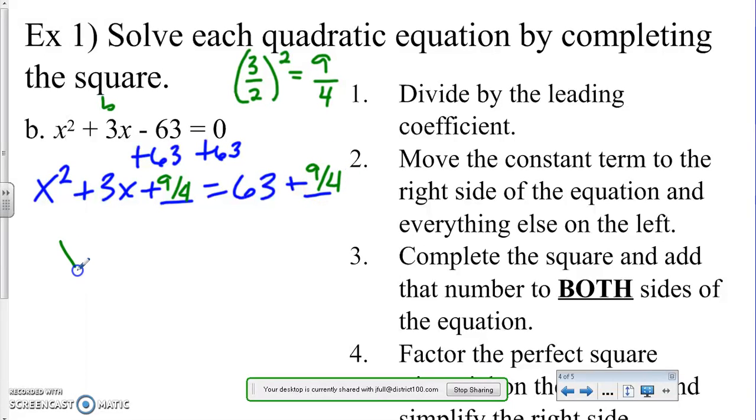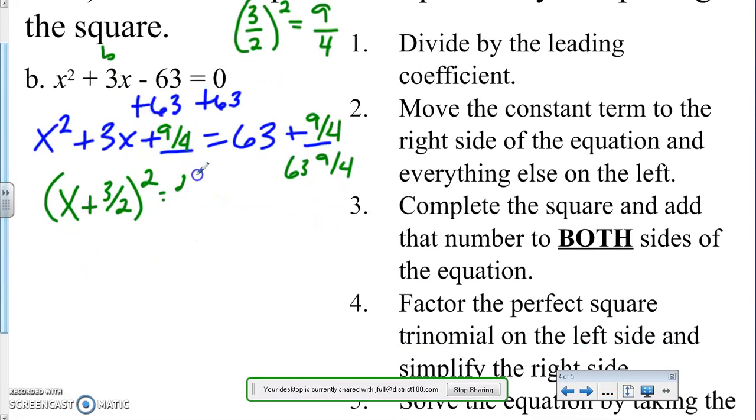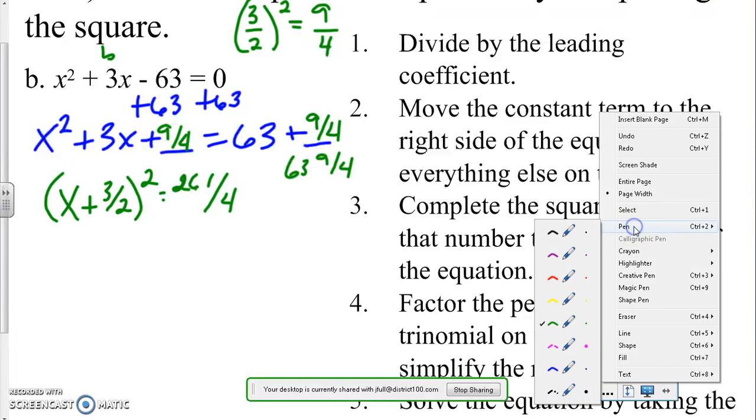Okay, so on the left side, when we factor, when we divided by 2, we had 3/2. And on the right side, we have 63 and 9/4. So if you want to grab a calculator to do that, or at least convert it, we're going to do 4 times 63, which gives us 252, plus 9. Makes it a little bit easier. We get 261 over 4.